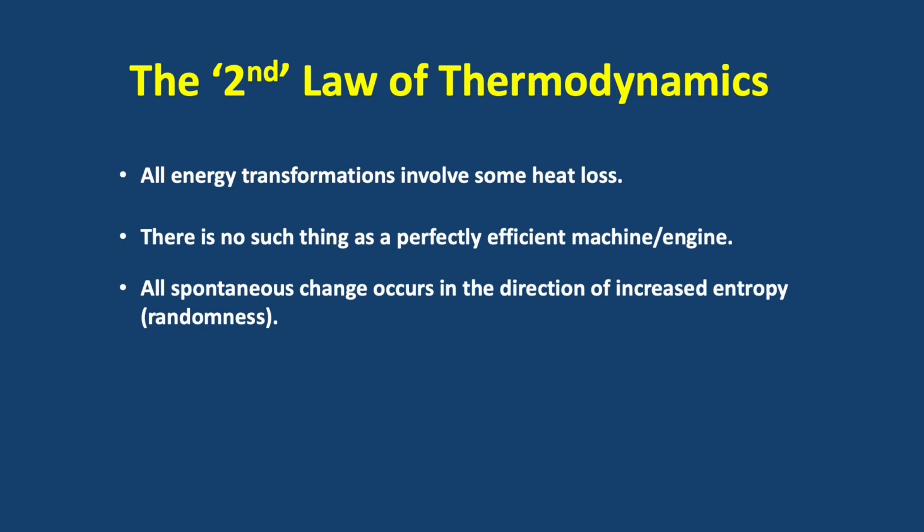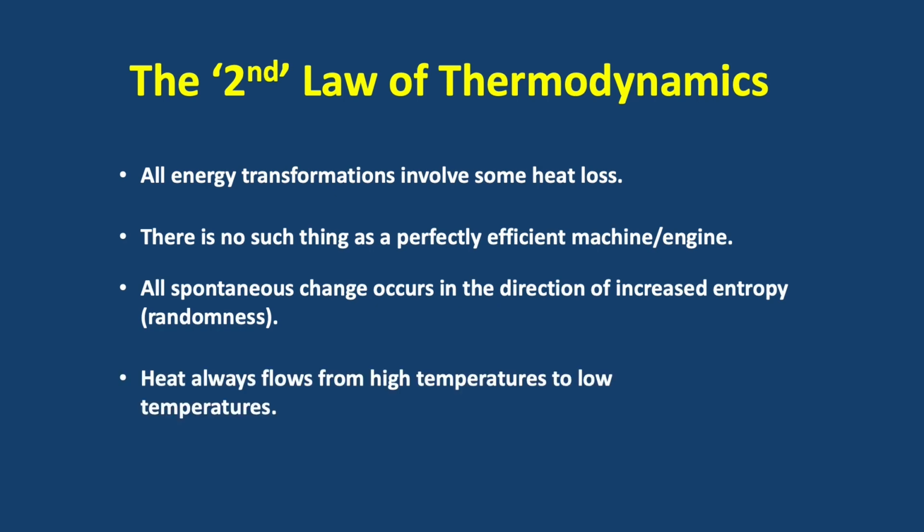All spontaneous change occurs in the direction of increased entropy. If you have a glass box full of a gas, at any given time, the gas particles will be spread evenly throughout the glass box. They won't just be clumping up in the top left corner of the box. That would be an ordered system. The natural state of things is chaos, is randomness. And all spontaneous change will always result in an increase in randomness, an increase in entropy.